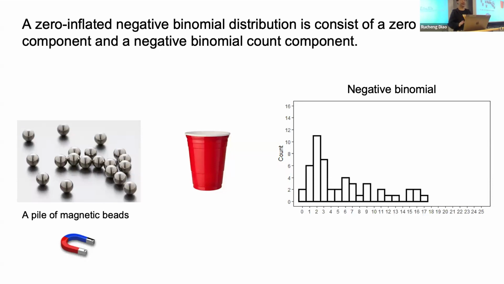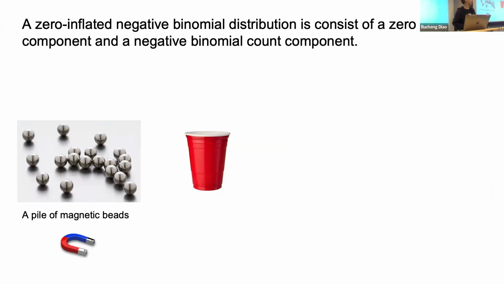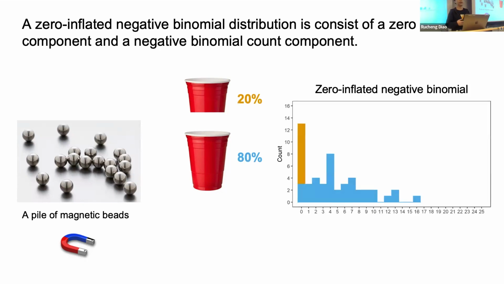But for a zero-inflated negative binomial distribution, you also have a non-functional cup that has its bottom cut off. So every time you try to scoop beads, you just end up getting 0 counts. And you repeat the same process. Now you have a 20% chance of getting the non-functional cup and an 80% chance of getting the functional cup. What we will get is a zero-inflated negative binomial distribution where there is not only a count component, but also a 0 component, as color-coded here.